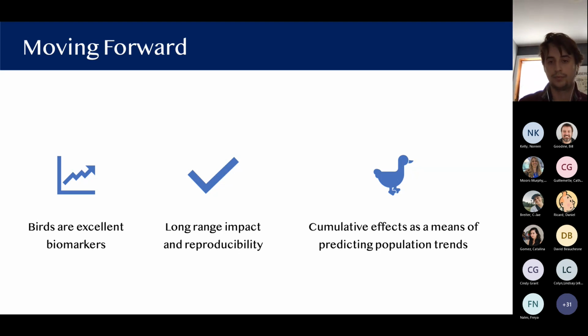The last main point that I would like to emphasize is that cumulative effects have never really been used as a means of monitoring bird population trends. And hopefully, if everything goes according to plan, we will be able to use them to predict population trends as well.